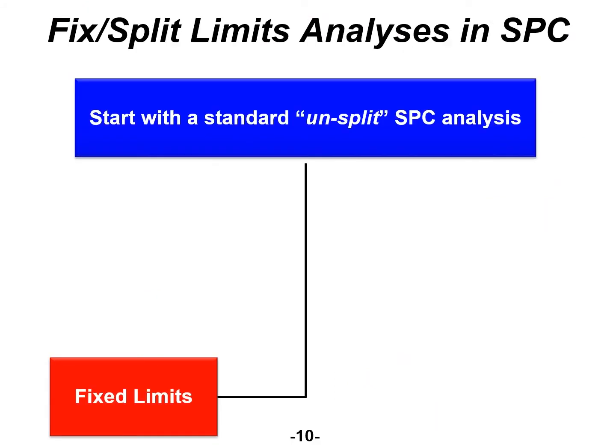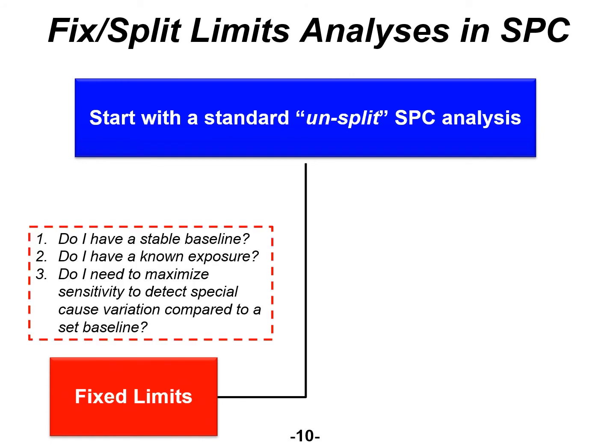Now that we have assessed the baseline, let's revisit our algorithm to assess whether we want to conduct the fixed limits analysis. To review, our criteria include, first, do I have a stable baseline? The answer to that is yes. We have previously established that we have a stable baseline infection rate of 10%.